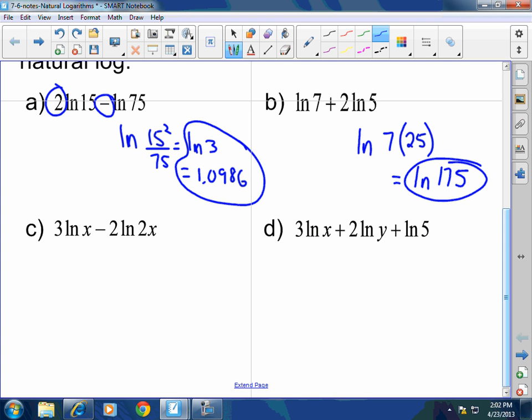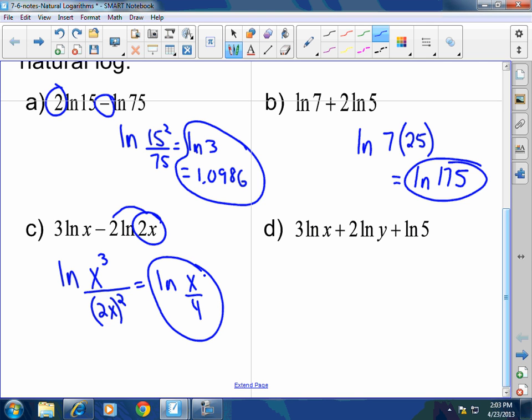For letter C, 3 ln x minus 2 ln 2x. Please be careful here. This is going to be ln of x cubed, very good, divided by 2x, but is the whole thing being squared? Yes. Be careful with that. That too affects everything here. So then this is going to be literally ln of x over 4. Done. Because, of course, 2x squared is 4x squared, and x cubed divided by x is x. Does that make sense?